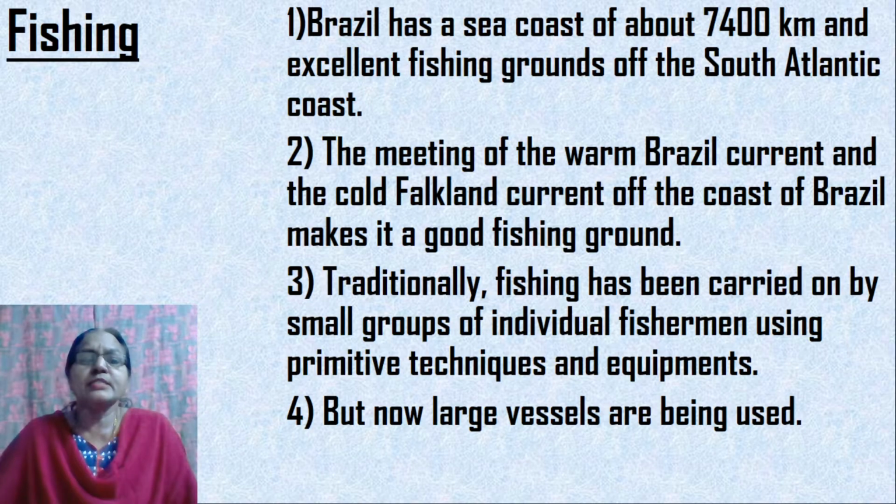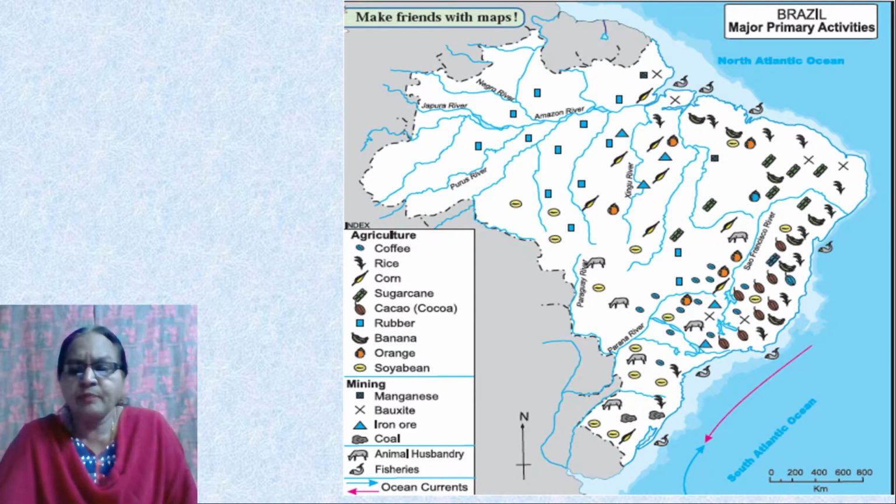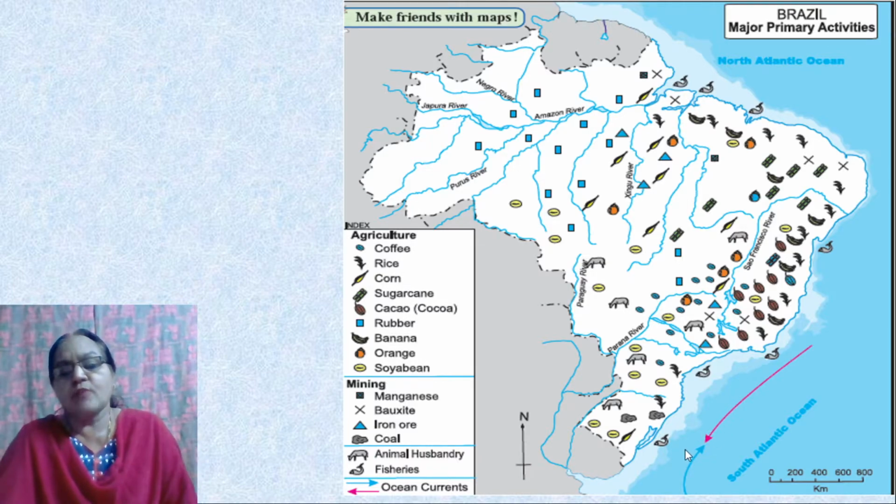Now, next, let us come to fishing. Look at this here. We have the South Atlantic. This is the eastern coastal region of Brazil, and we have the Atlantic Ocean towards the north as well as the southeast. In the eastern region, can you see the red ocean current, and this is the blue, so we have the ocean currents: the warm Gulf Stream current as well as the Brazilian current as well as the Falkland current.